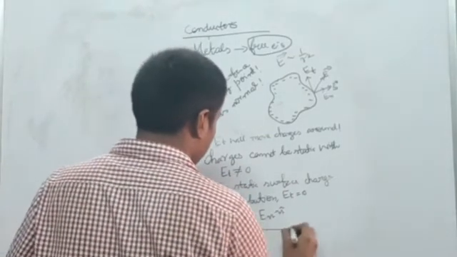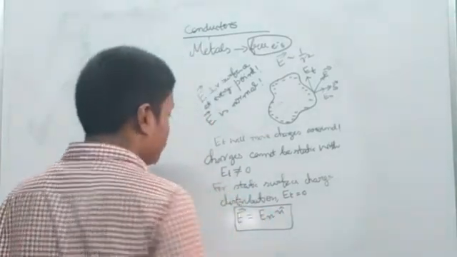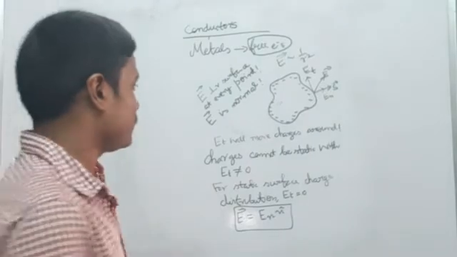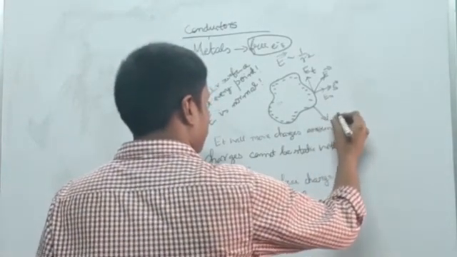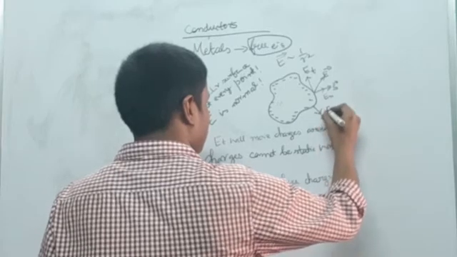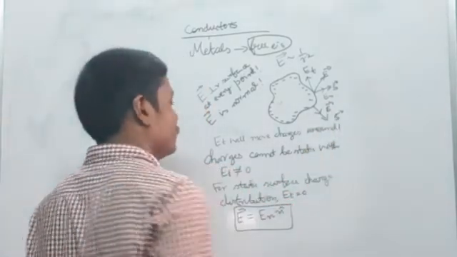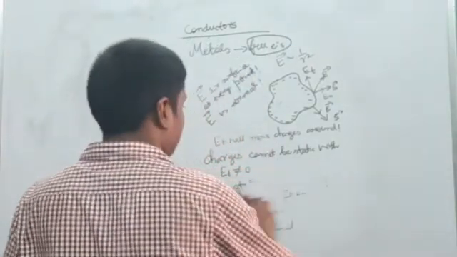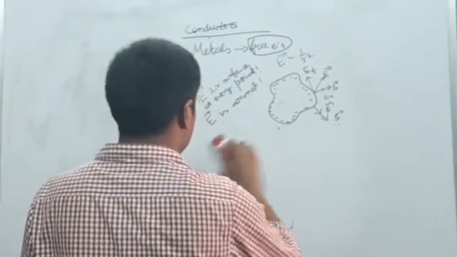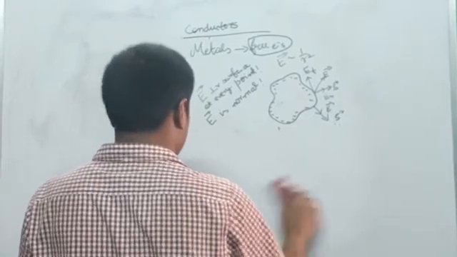Which means that the electric field is always normally directed to the surface at every point. Wherever you have the surface area vector pointing, the E has to point along that direction. It's always normal to the surface, and you see that this property is very useful.